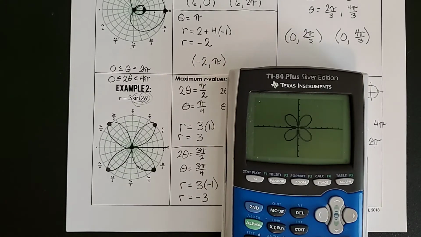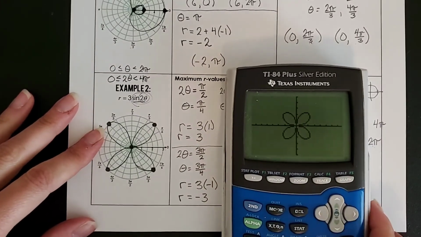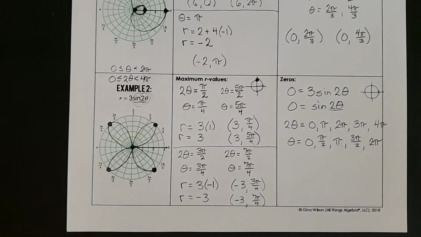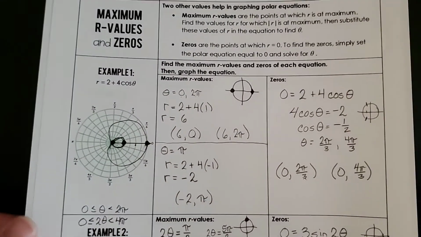So I want you to be finding the maximum and minimum values, those extreme r values based off of that trig function, and then the zeros. Plot those, see if you can predict what the graph will look like just with those pieces, then use your calculator to help you. I've got a couple of hints on the homework, just things to be thinking of. Let's look at that next page.